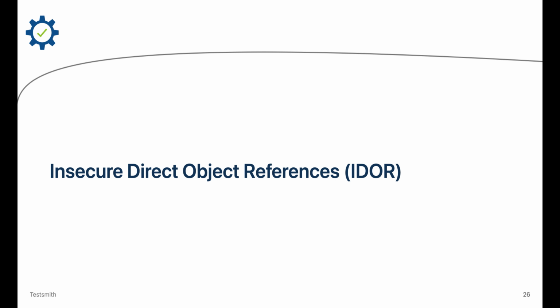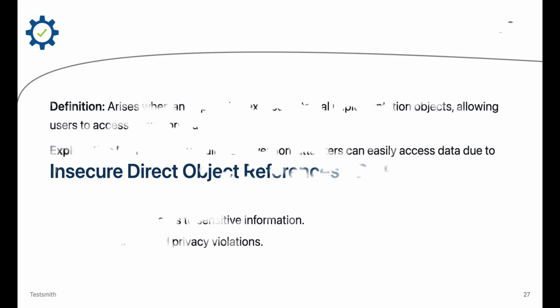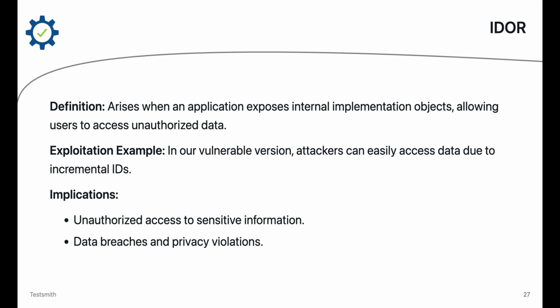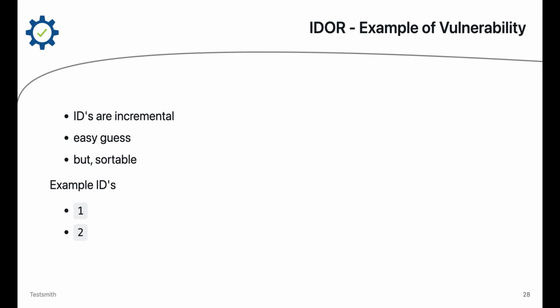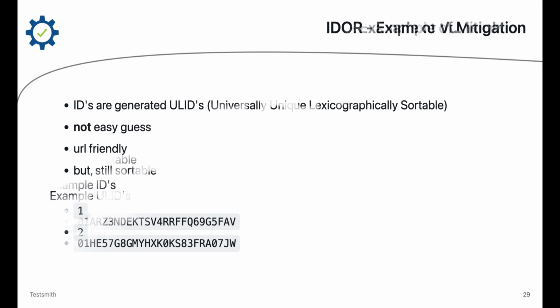Lastly, let's talk about insecure direct object references, IDOR. This vulnerability occurs when an application exposes internal implementation objects to users. In our vulnerable version, incremental IDs make it easy for attackers to access data. To mitigate this, use non-sequential unpredictable identifiers like unique IDs, ULIDs. These IDs are not guessable, ensuring that attackers can't predict or manipulate the data, even if an endpoint is exposed.